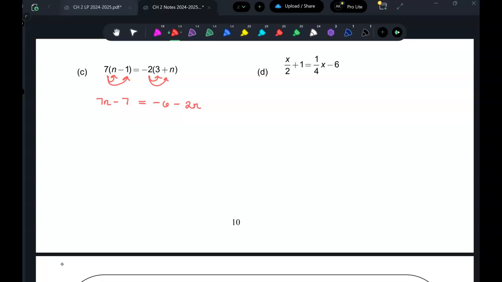All right, which variable is smaller, the 7n or the minus 2n? Minus 2n. Okay, so I want to get rid of the minus 2n, so we're going to cancel it. Plus 2n on both sides. So 9n minus 7 equals negative 6. Just one second, making sure everybody's on the same page.